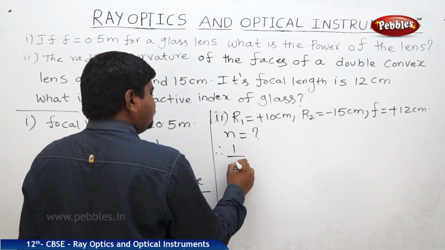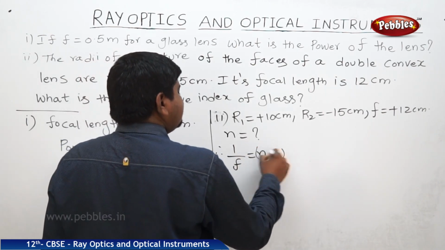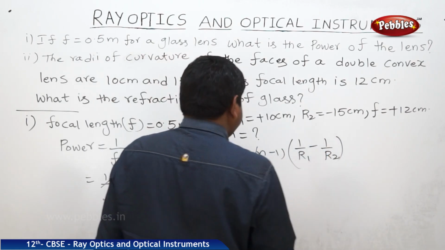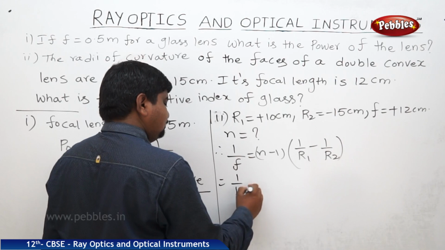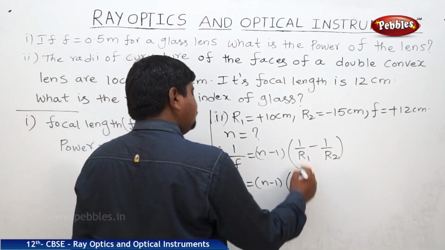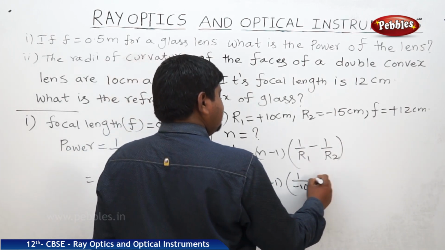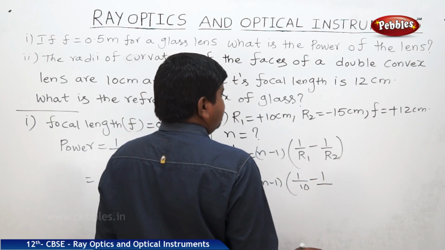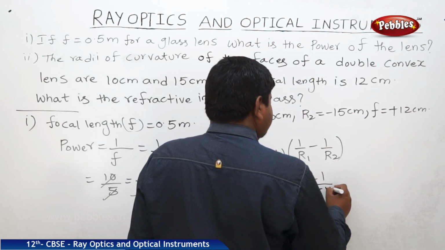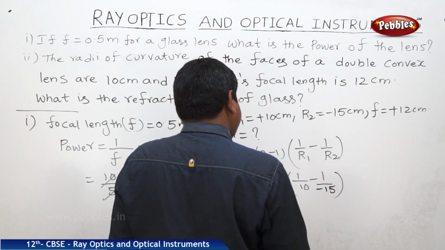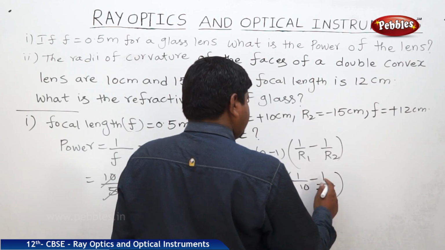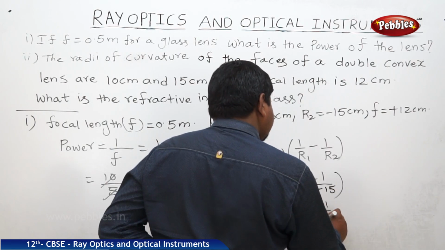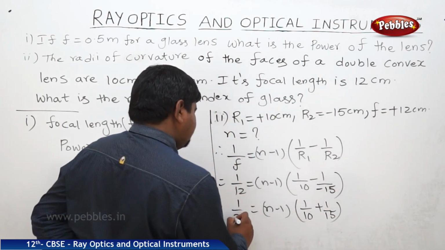So the formula is 1 by f is equal to (n minus 1) into (1 by R1 minus 1 by R2). What is f? 1 by 12 is equal to (n minus 1) into, what is R1? R1 is plus 10, so 1 by 10, minus 1 by R2. What is R2? Minus 15. So (n minus 1) into, this will become 1 by 10 plus 1 by 15, is equal to 1 by 12.